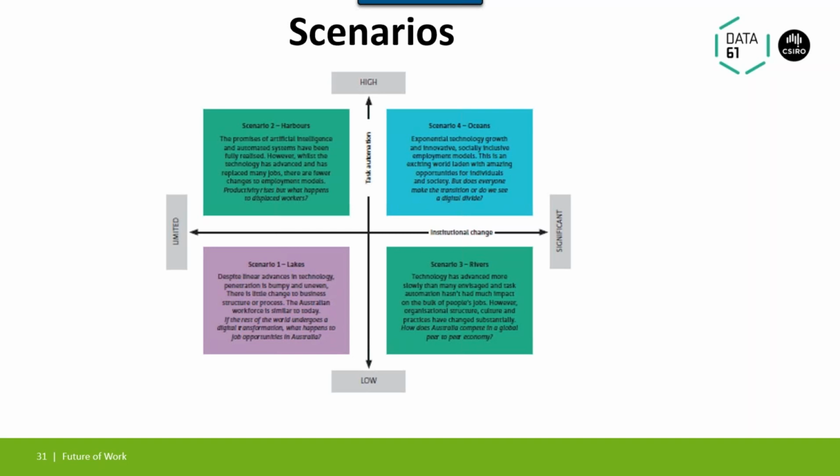So in the lake scenario, this is where we see increased but relatively low task automation and limited change to institutional structures. Here, employment stays fairly stable. We require much the same skill sets, but on the other hand, we don't see the rapid technological improvements or efficiency gains that we might hope for from technological advancement and structural reforms. The risk in this scenario is that other countries undergo the technological revolution and Australia fails to change, in which case there could still be serious consequences for employment.